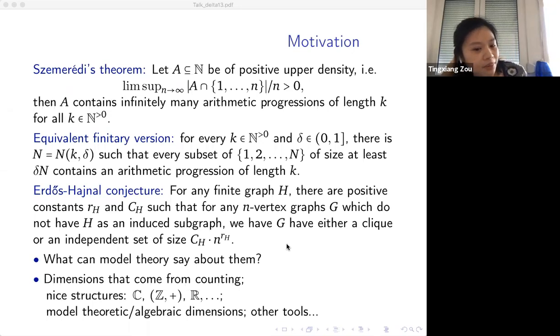So what can model theory say about them? The main theme of the talk is about these two examples, which gave two different behaviors of counting. So this delta n is kind of positive measure, and this n to the power of r is kind of positive dimension. So we will see later that we will define them, and they correspond to two different counting dimensions.